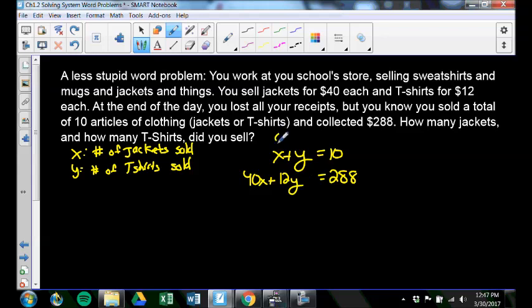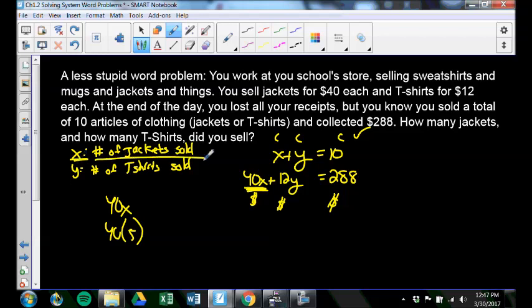See, this was clothing, clothing, clothing, it matches. This was money, money, money, it matches, because 40x represents the total money that comes from jackets, okay? 40x is the total amount of money coming from jackets. So if you sold 5 jackets, well, x stands for 5, the number of jackets sold was 5, you made $200 off jackets.